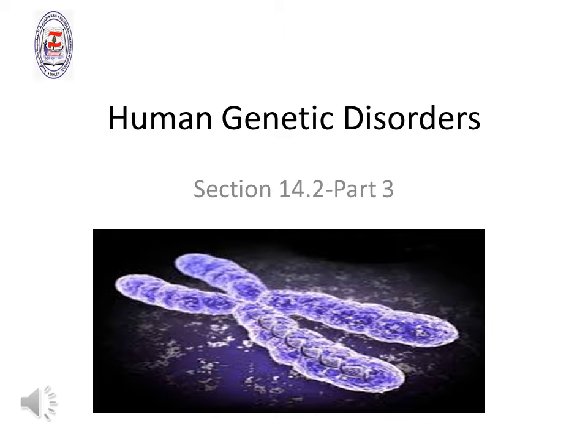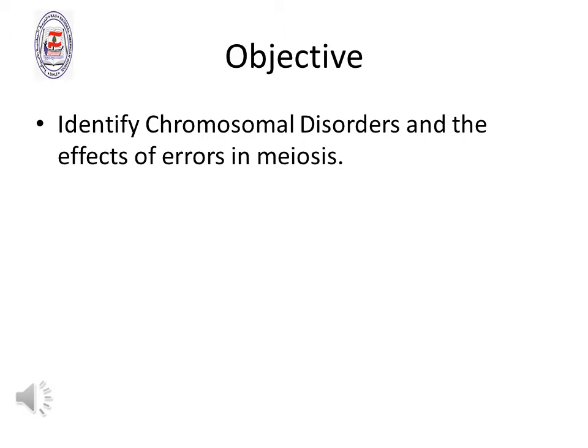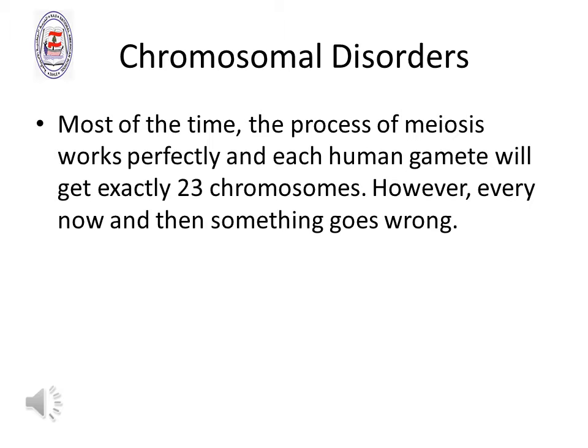This is part 3 of section 14.2. The objective of this section is to identify chromosomal disorders and the effects of errors in meiosis. Let's see, what are chromosomal disorders?